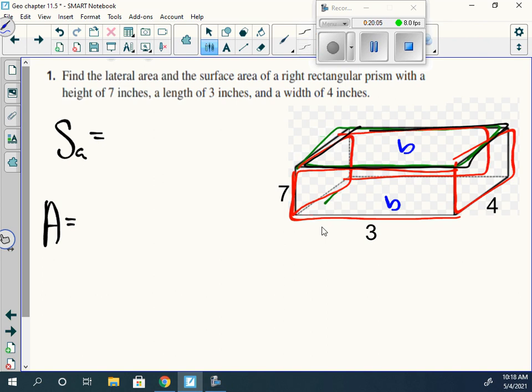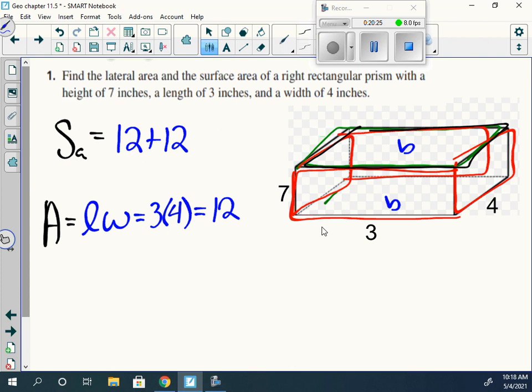Now for this here, I'm going to pick the top and bottom, which is 3 by 4. And the area formula is length times width, which will be 3 times 4, which is 12. So the area of those two bases is 12 and 12. Any questions on this here? How'd you get the one that says A equals? A equals LW. Yeah. Area equals length times width, because length times width is our area formula for a rectangle.